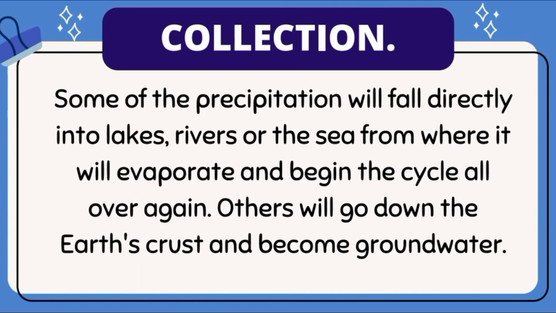Now let's move to the next one, collection. Some of this precipitation will fall directly into lakes, rivers, or the sea from where it will evaporate and begin to cycle all over and over again. Others will go down to the earth crust and become underground water. Underground water can be the water where we get our borehole, a river, the stream, ocean, etc.